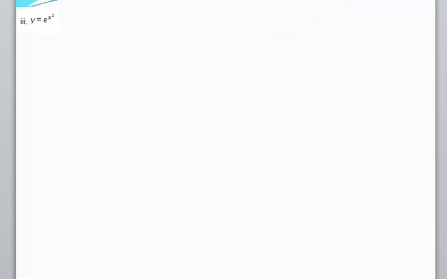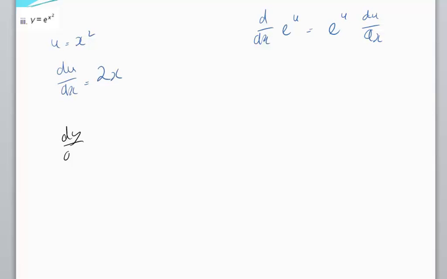So moving to our next problem here, we've got y is equal to e to the power of x squared. So we write out our formula again. d/dx of e to the u is equal to e to the u du/dx. Here we have u is equal to x squared, du/dx is equal to 2x. So now dy/dx will be e to the power of u, so e to the x squared, multiplied by our 2x, becomes 2x e to the power of x squared.